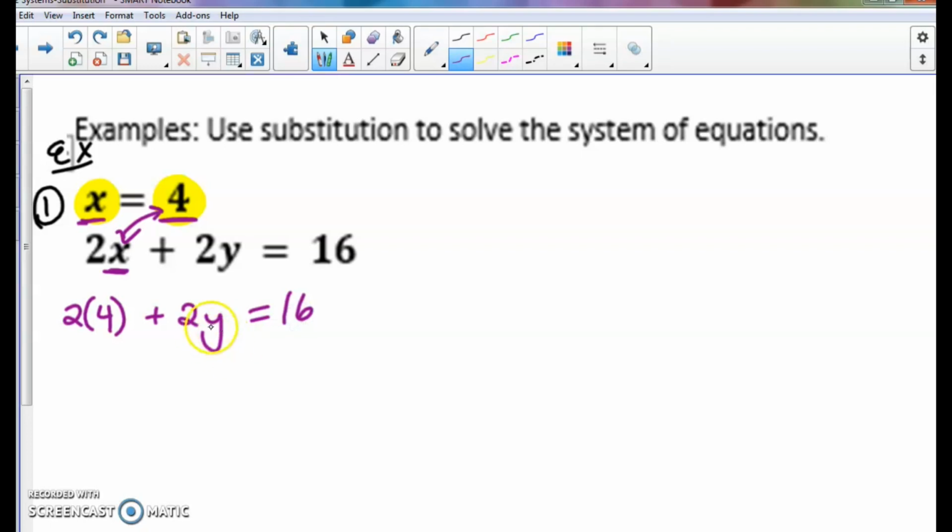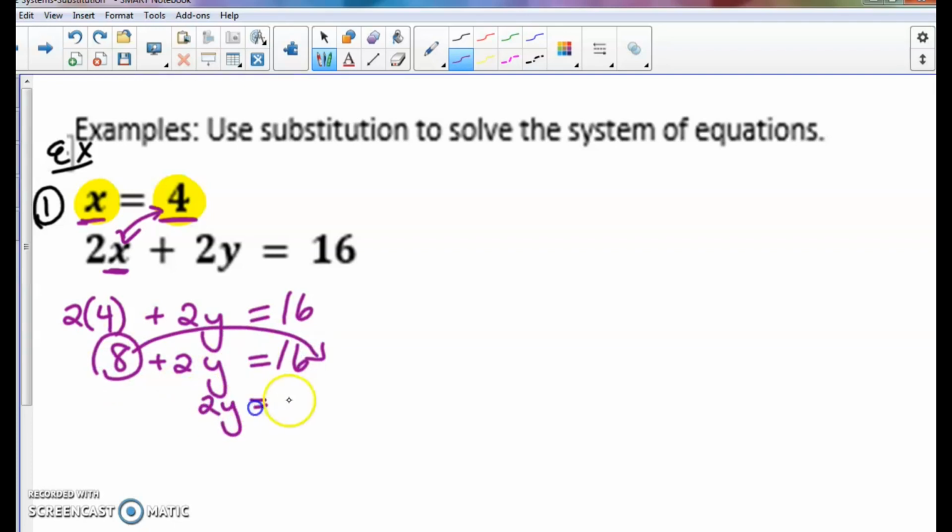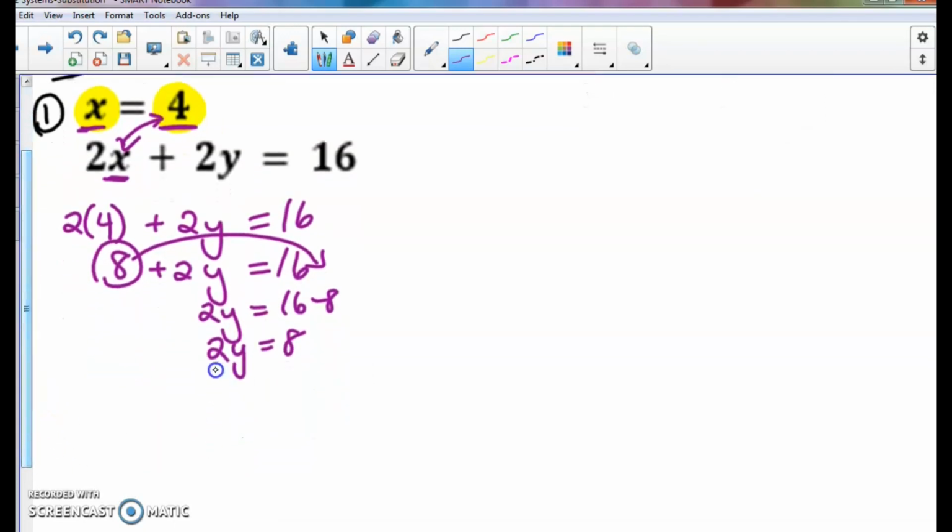So my only variable left is y. So to solve for y, I'm going to have to first multiply. 2 times 4 is 8. Plus 2y equals 16. Now our solving equation skills come into play. So to solve for y, we're first going to have to transpose our positive 8 over here and make it a minus 8. So 2y equals 16 minus 8. 16 minus 8 is 8, so 2y equals 8. Divide both sides by 2. And y equals 4. So for this one, I now have y equals 4.